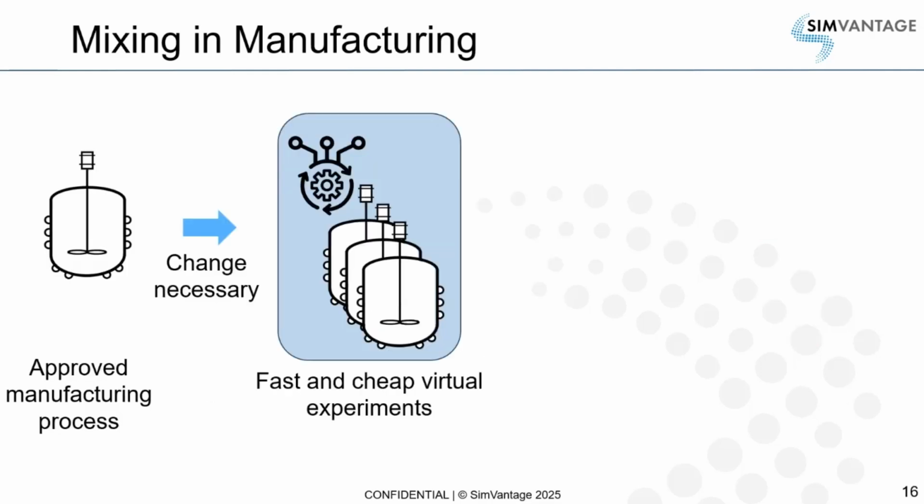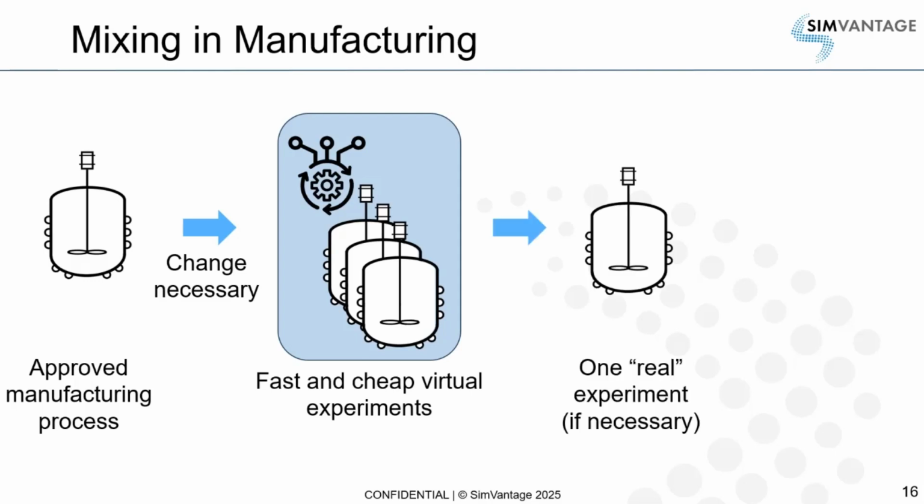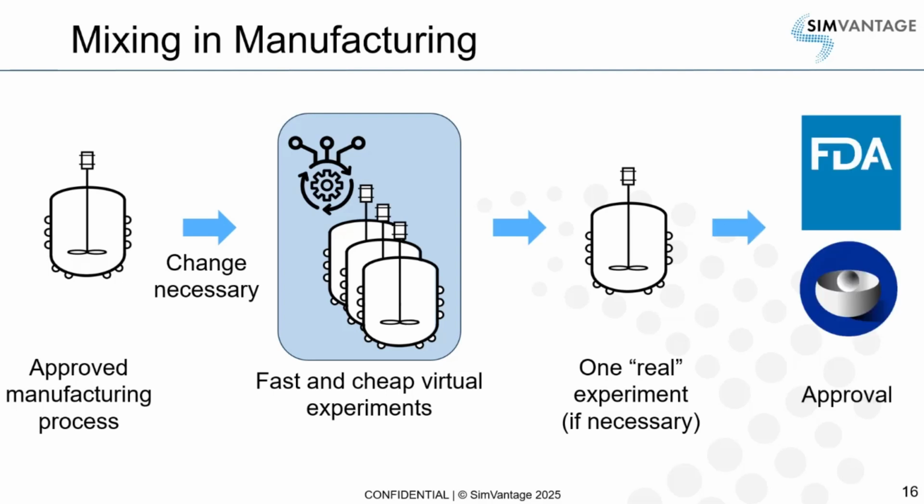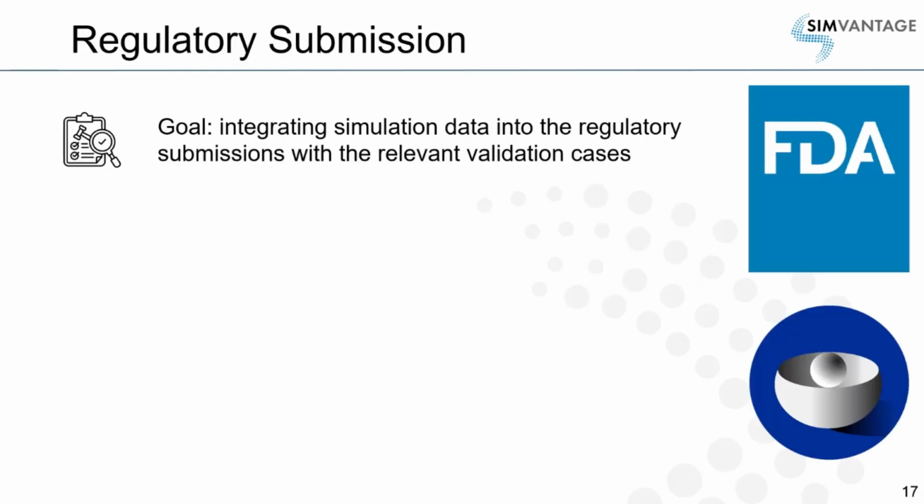What would be better is that, instead of a lot of experiments, you do fast and cheap virtual experiments, and then only one real experiment if necessary, and then hand the virtual experimental data and the real experimental data as a validation to EMA and FDA, and then you save a lot of time and experimental effort.